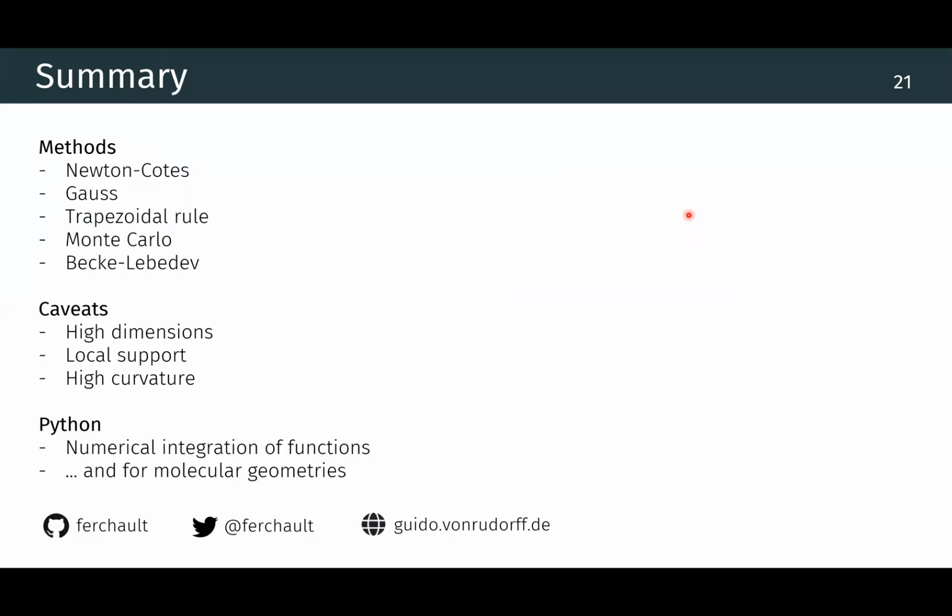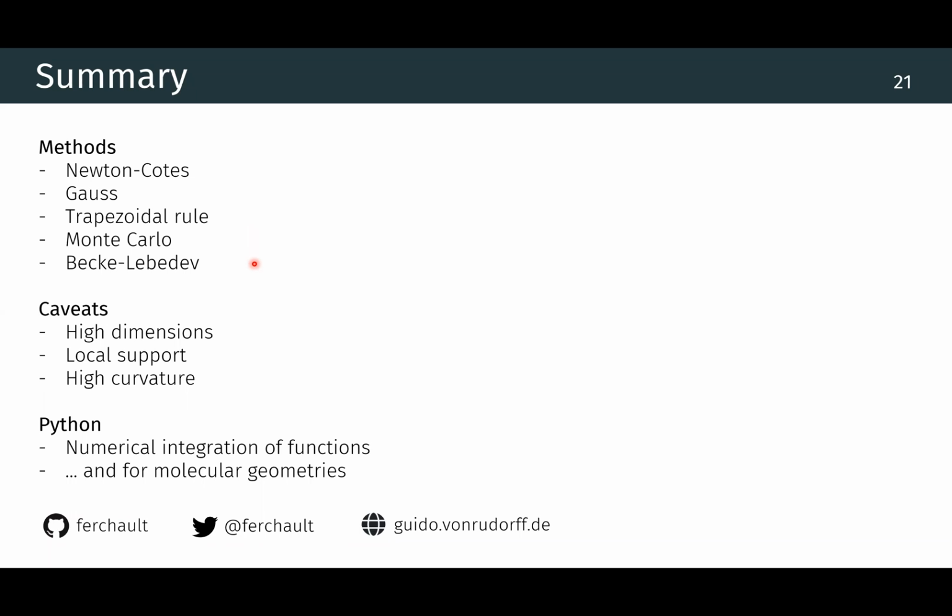So to summarize, we have seen the different methods. We have seen when they work. So Newton-Cotes, if you want to have equally spaced points; Gaussian, if you care about non-equally spaced points; the trapezoidal rule, if you care about a periodic function; Monte Carlo, if it's high dimensional and you don't have anything better. So whenever you find something in QuadPy, that's the better option. But if you don't, then Monte Carlo it is.